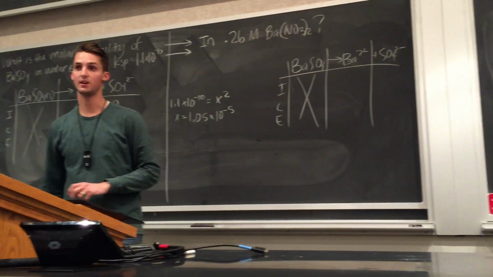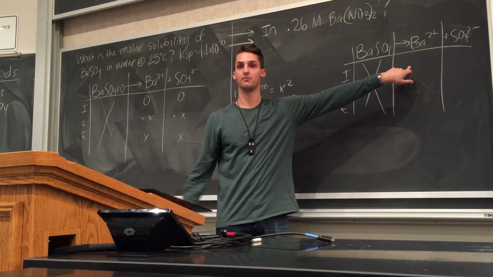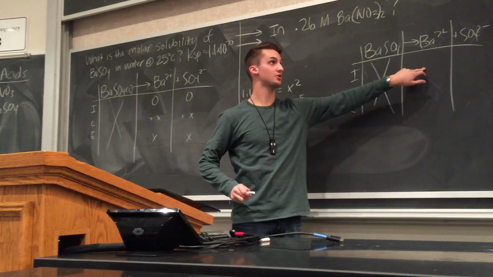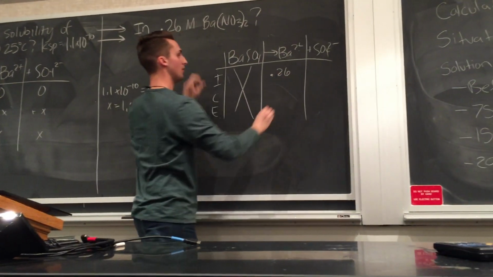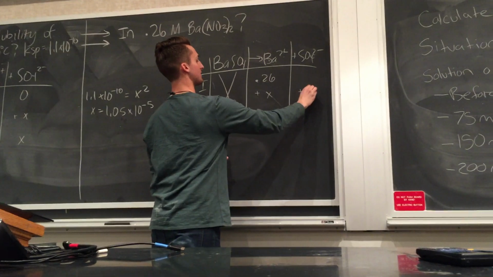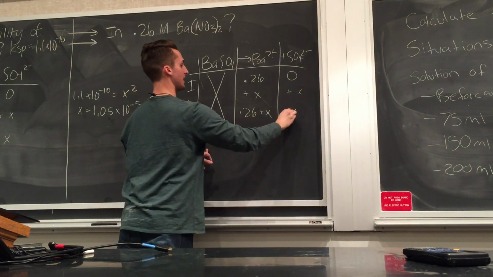Now the only difference here is that I have an initial concentration of barium. Compared to here, I had no concentration. Here I have an initial concentration of barium. It's 0.26 molar. Everything else is just the same. This is going to be plus x. This is 0. So I have 0.26 plus x times x.